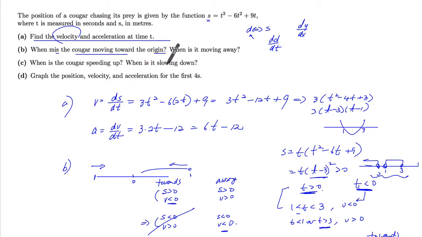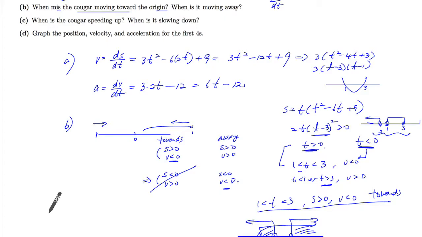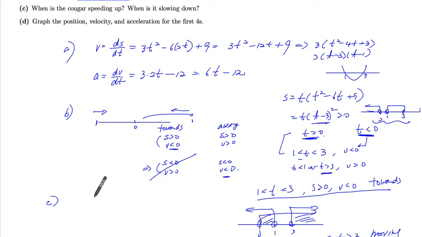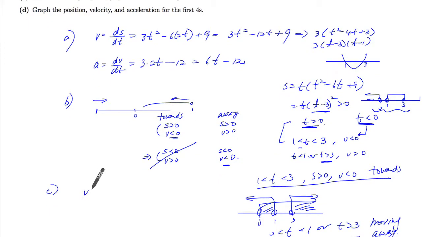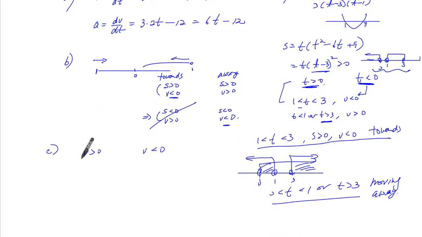Okay, so when is the cougar speeding up and when is it slowing down? So for part C, speeding up, that's referring to acceleration. So this is also a little bit complicated. We have to consider the velocity. The question is, is the velocity positive or negative? If the velocity is positive and the acceleration is positive, then we're speeding up. But if acceleration is negative, of course it's slowing down. But if you're moving backwards and your acceleration is positive, we're actually slowing down. If velocity is negative, you want the acceleration to be more negative so that it's speeding up. So there's two times where it can be speeding up.